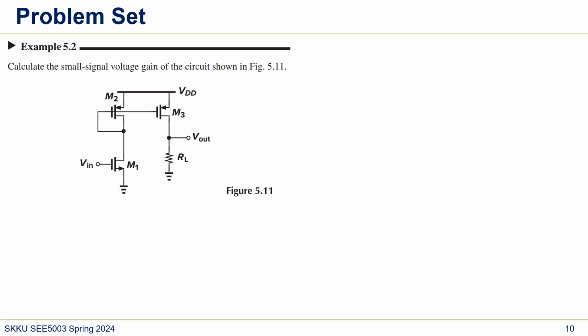Let's see the problem set from the Razavi book. The problem set is about calculating the small signal voltage gain. This is not current gain, voltage gain from this circuit.